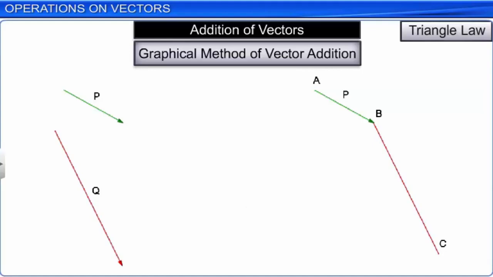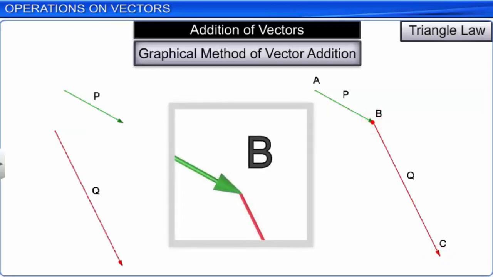Note that the tail of the second vector always coincides with the head of the first vector. Now join AC. Display an arrowhead at C on line AC. AC is vector R, obtained by adding P and Q.